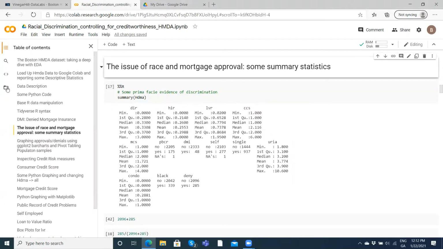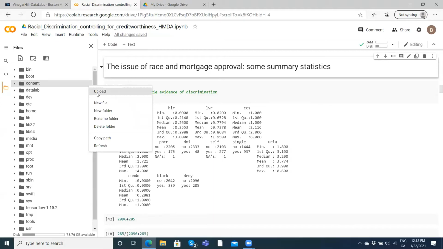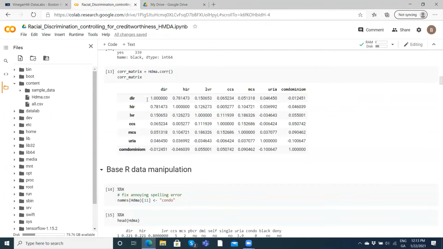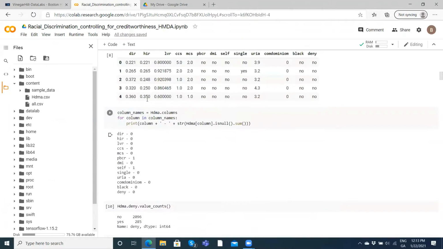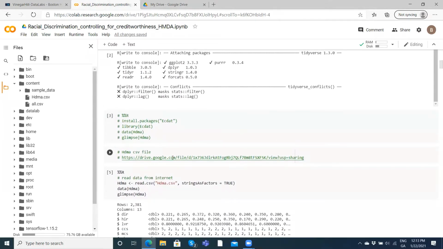Just to note, we have loaded in the HMDA data, and we use the upload into the content folder. If you want to put data in, you can find that CSV file, and I might just point out where to give you a link to how you can download the HMDA CSV file. It is at this hyperlink, and then you can read it in.